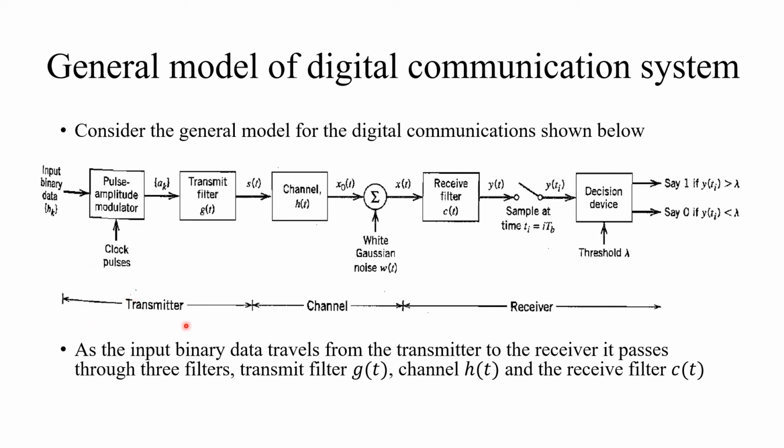The transmitter will include a message signal, a modulator and a filter. In the channel there will be a channel filtering effect and a noise addition effect. In the receiver there will be a receiver filter, a sampler and a decision device. These are the impulse responses of the transmit filter, channel and the receiver filter.